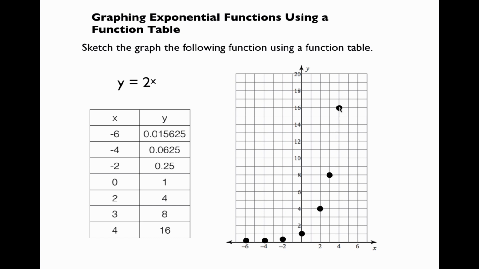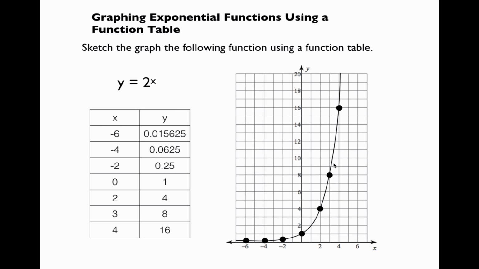And sure enough, it's increasing. And it looks like it's going to continue to increase and go up into infinity, growing faster and faster as x increases. But as x decreases, these values are getting smaller and smaller, but they're never going to go to the negative side. They're getting very close to, but never quite reach 0. So when we sketch our graph, it looks kind of like this.